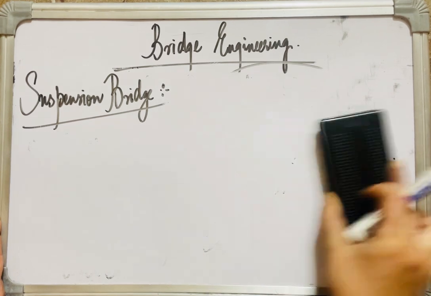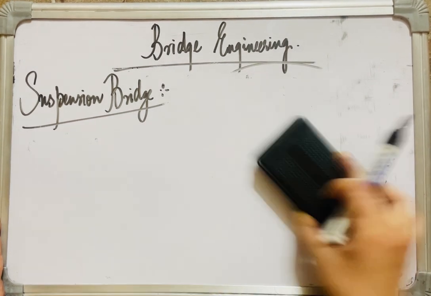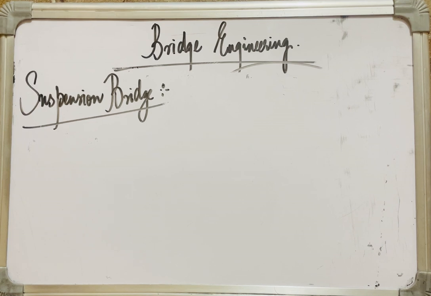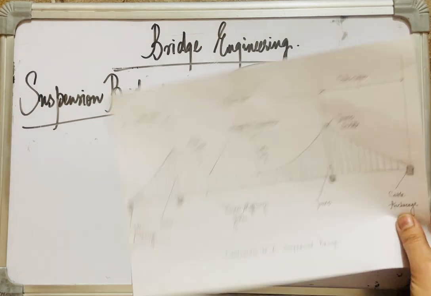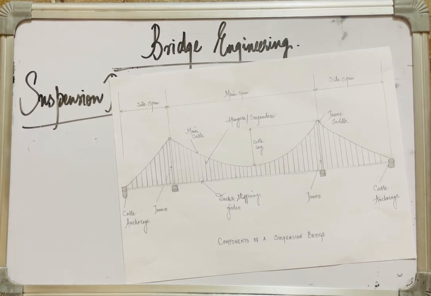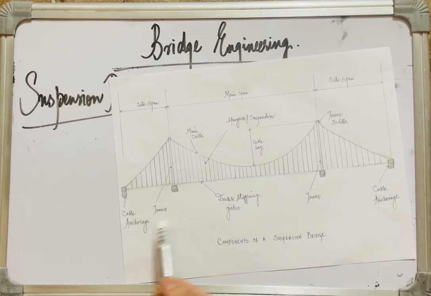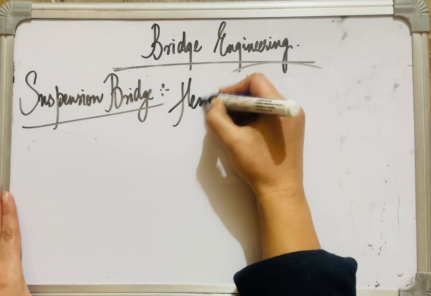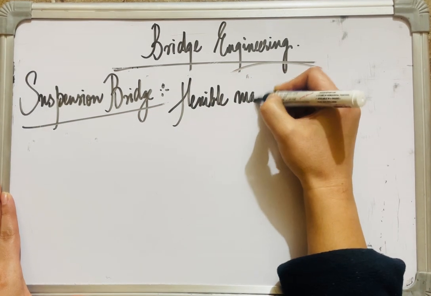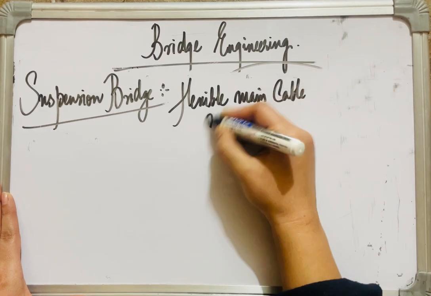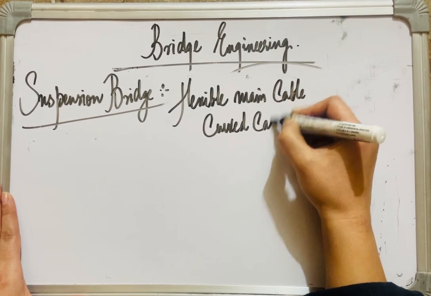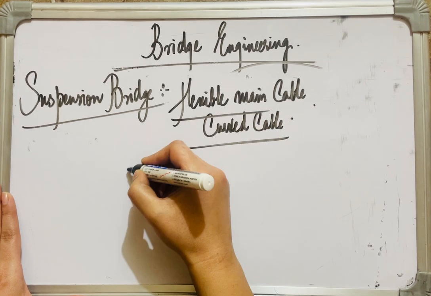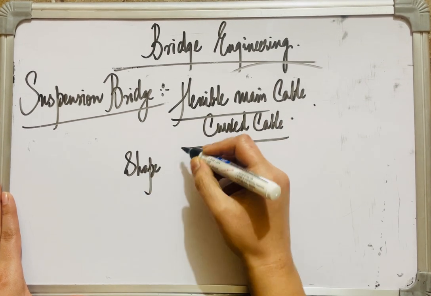So in case of a suspension bridge, it consists of a hanging cable, which is known as a flexible main cable. The suspension bridge consists of a hanging cable, which is anchored at the two ends, as already shown. And this cable takes the shape of a catenary. The flexible main cable, also known as a curved cable, remains in tension and takes the shape of a catenary between the 2 points of suspension.